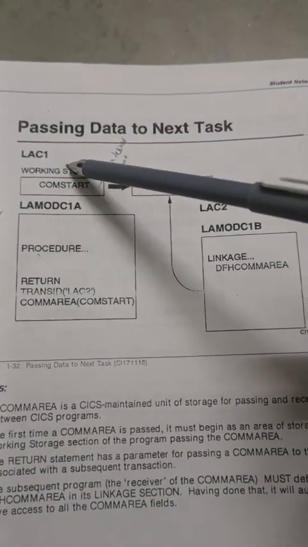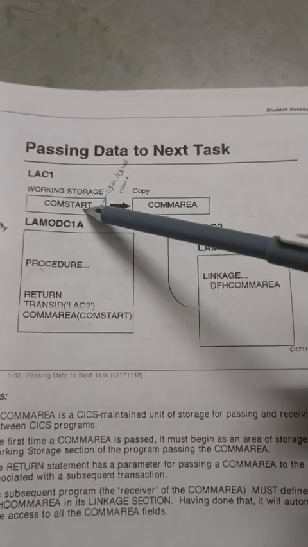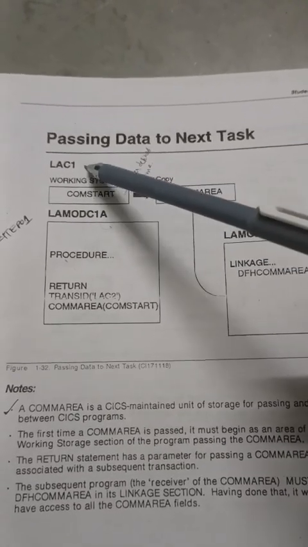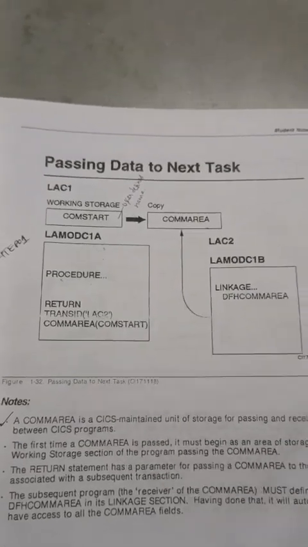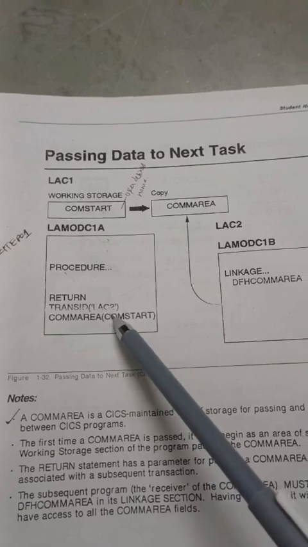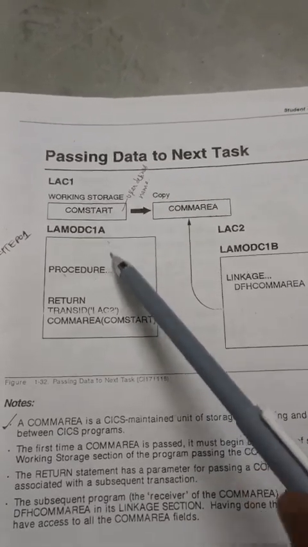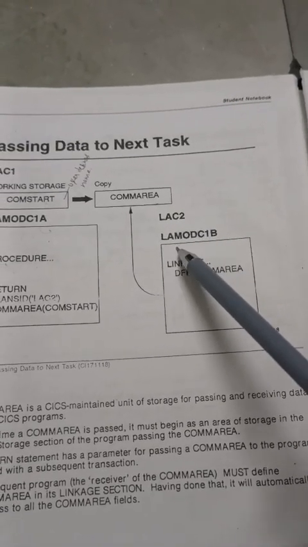This is the LAC1 transaction ID, which has COM-START in working storage, and here the LA1A program is the main program that has been registered with the transaction ID. Previously we have seen the transaction ID initiating the LAC2 program. In the COM area I gave the COM-START working storage variable. It will call the LAC2 sub program.